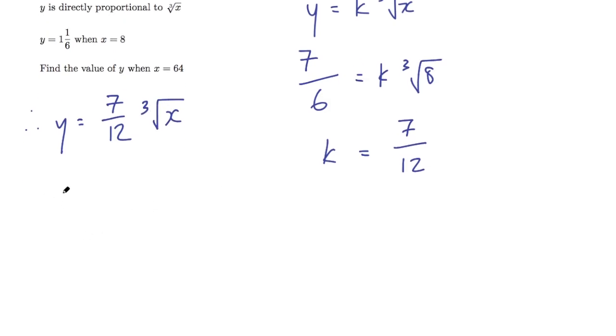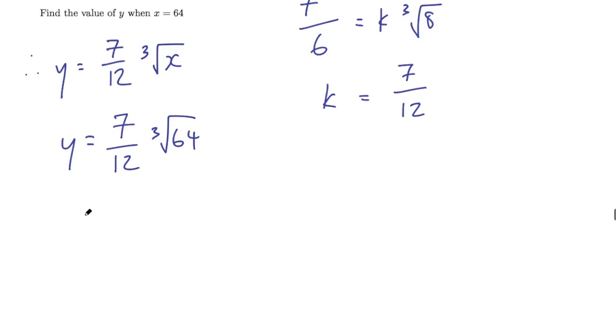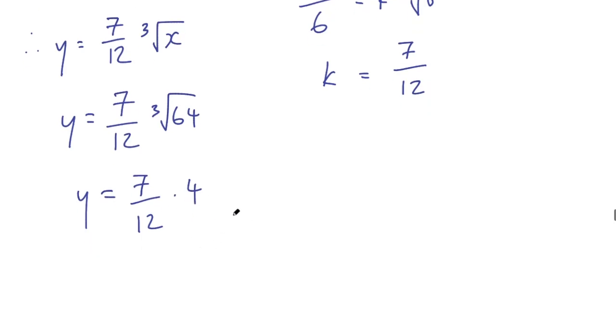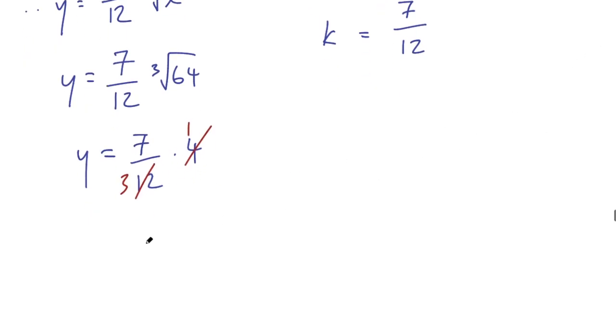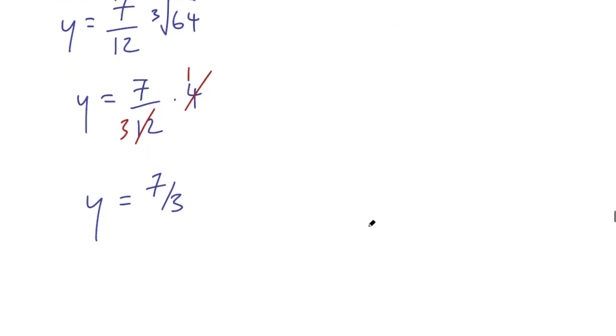So when x is 64, y equals 7/12 cube root of 64, and the cube root of 64 is 4. 4 times 4 times 4 is 64. And then we just need to work that out, do some cancelling. So y equals 7/3. And there's 3 marks. Okay.